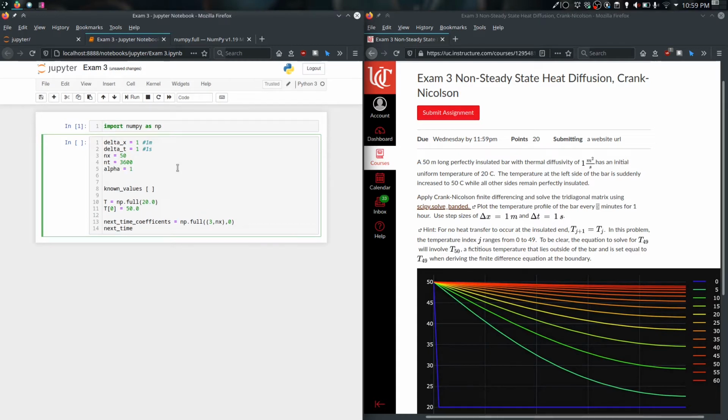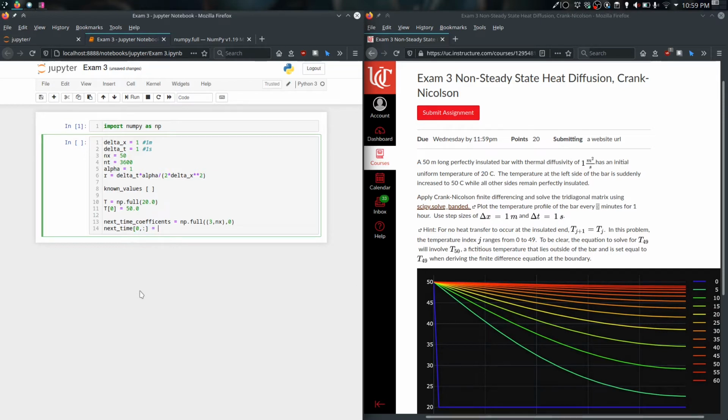So R. Let me put my notes. There we go. R is equal to alpha times delta t divided by 2 times delta x squared. Let me put some parentheses here so that it gets parsed correctly. There we go. Always defines. Good stuff.